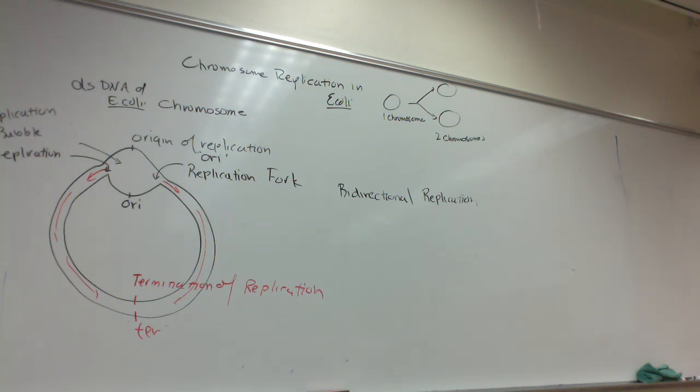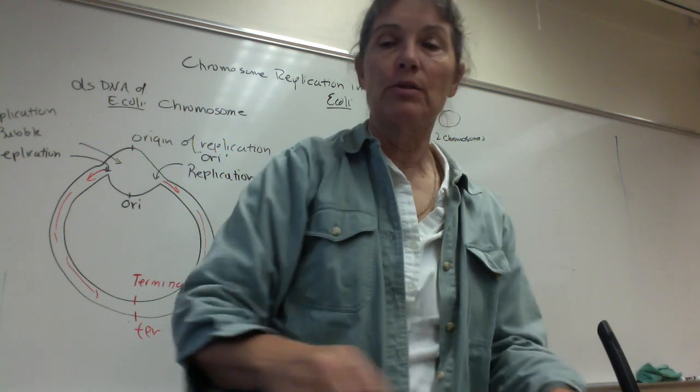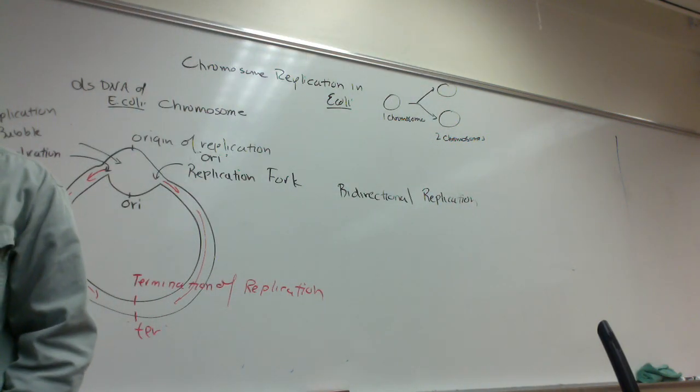So folks, what we're gonna do, and this will take probably the rest of this lecture, maybe part of Tuesday's lecture, we're going to zoom in on one of those replication forks and look at all the steps, all the proteins, all the enzymes that are required to make a copy of the DNA. It's pretty amazing. And we're going to see, folks, that the bacteria have lots of problems to overcome in making a copy of their chromosomal DNA.